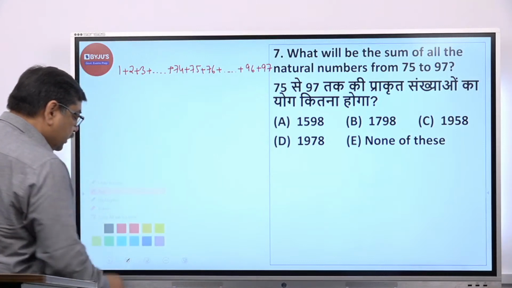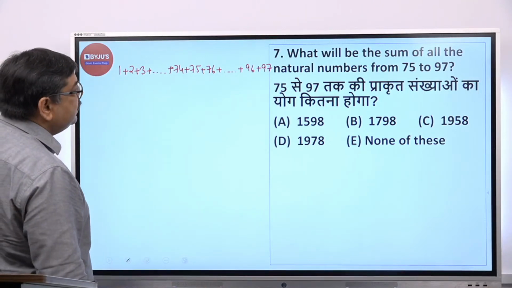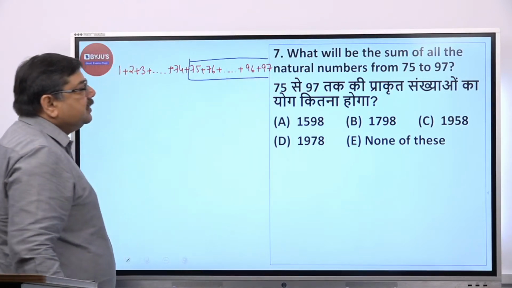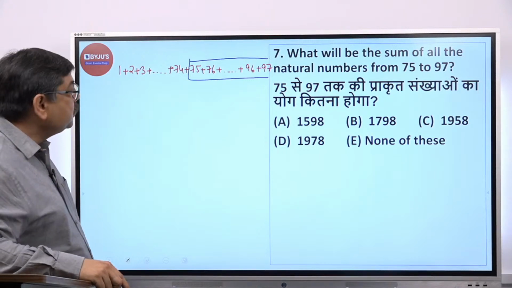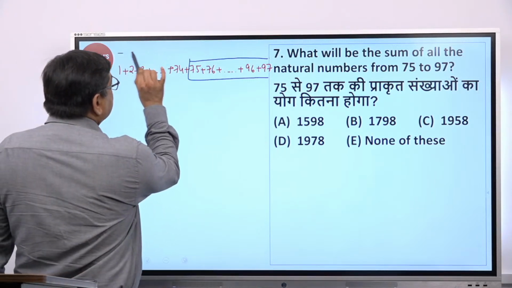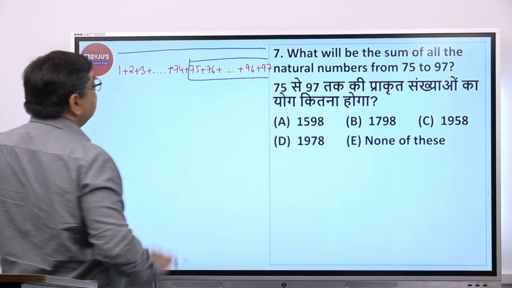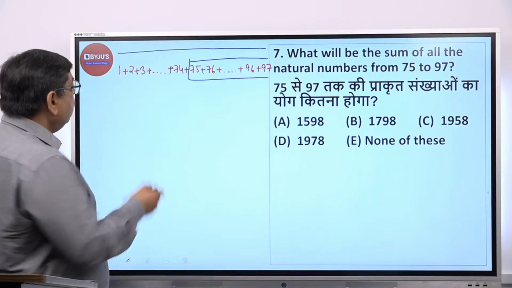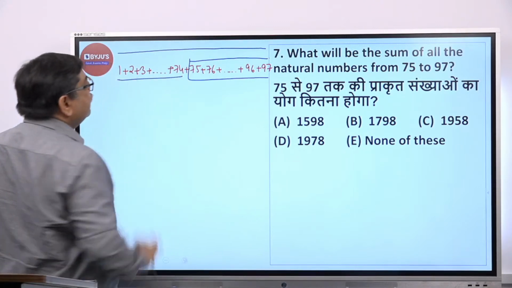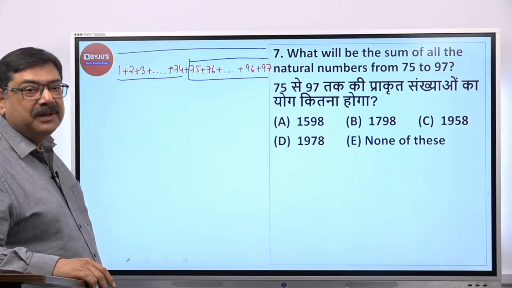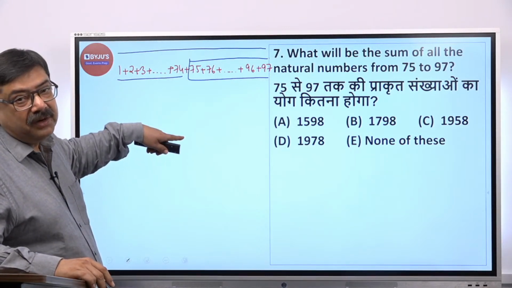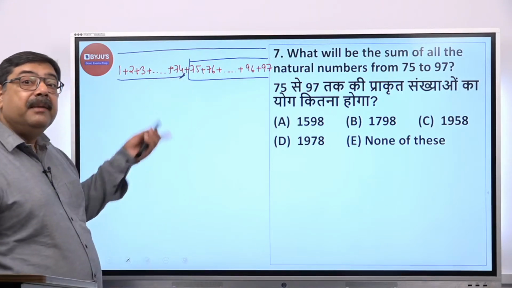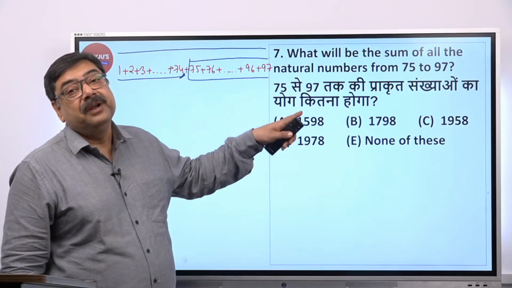Now take a careful look. What is it that we need? We actually require 75 to 97. So what will you do? First you will take the sum of all the numbers from 1 to 97. From that, you will subtract the sum of all the natural numbers from 1 to 74, up to here. So what will be remaining? The sum of natural numbers from 75 to 97.